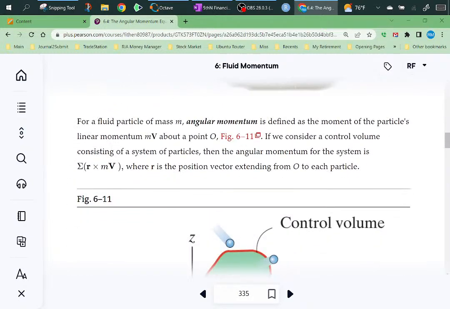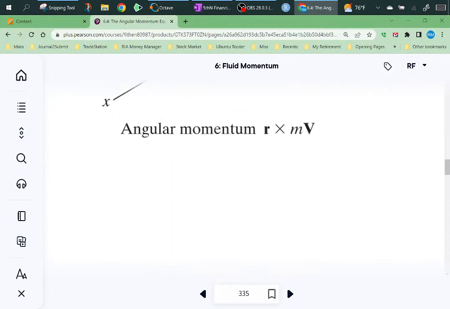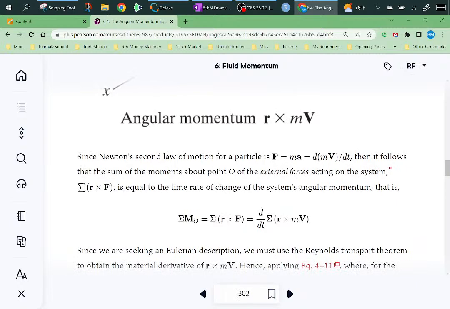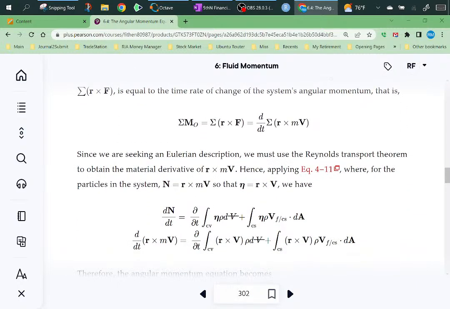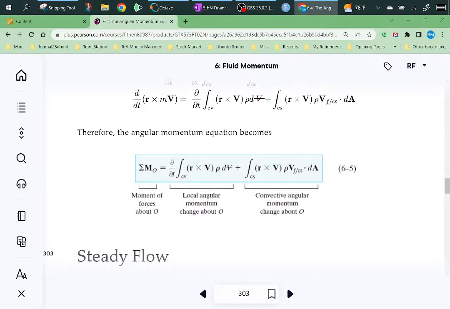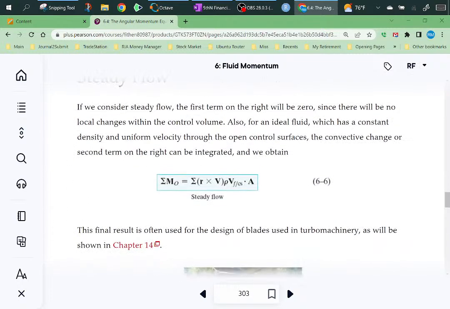Okay, that's just pictures. Control volume. R cross MV. Okay, that's good. All right, that's good. And then R cross V, that's good. So he did a good job there.